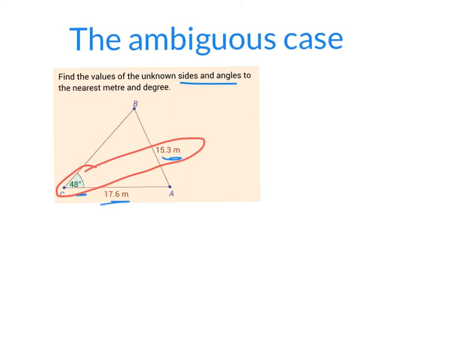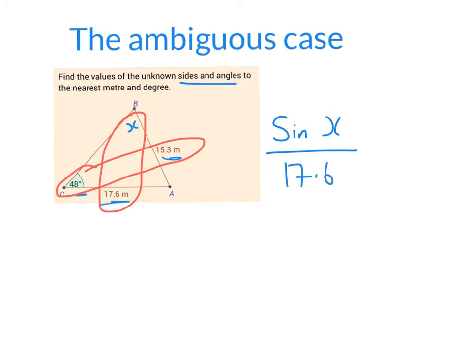So the only other pair I could find is this one and this one. Okay, and I'm obviously looking for an angle up here, so I'm going to call that x and I'm going to use my sine of x, so that's what I'm looking for, all over its partner or its pair, which is 17.6 equals, and then if I've gone for angle on top here I have to go angle again on top, so it's sine of 48 degrees all over 15.3.